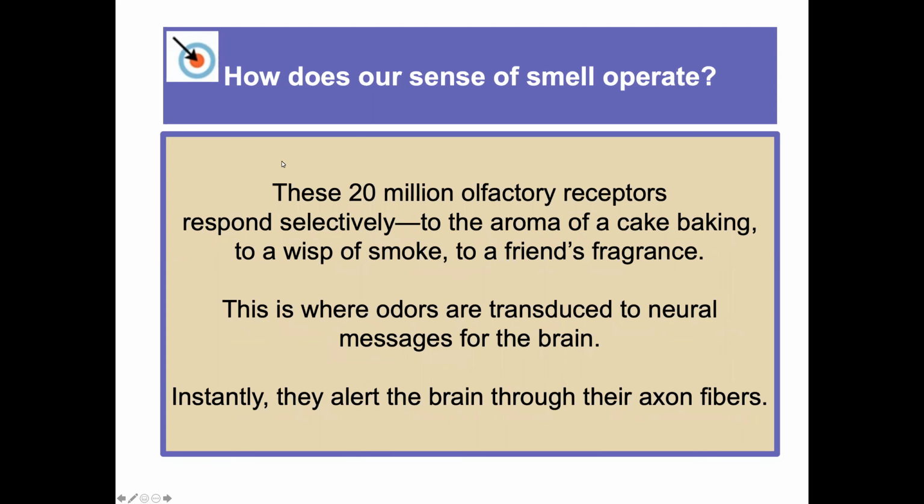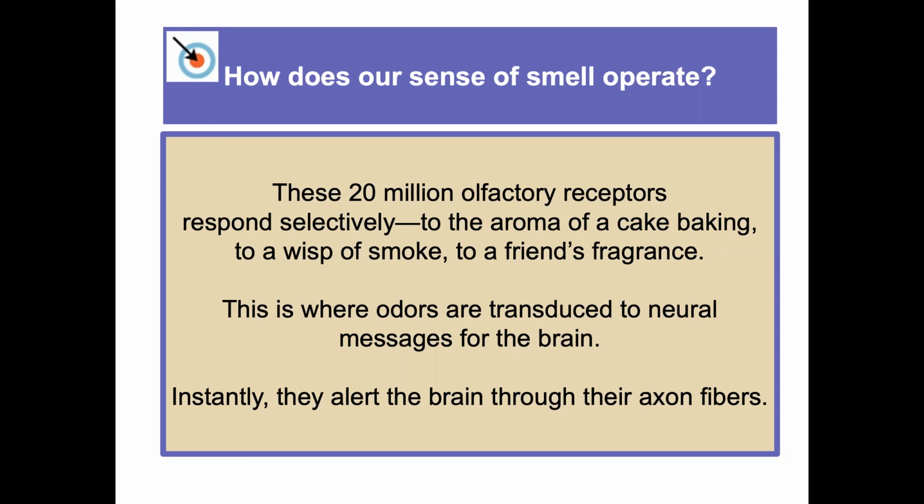How does our sense of smell operate? These 20 million olfactory receptors respond selectively to the aroma of a cake baking, to the wisp of smoke, or to a friend's fragrance. Olfactory is a good word to know: your sense of smell. This is where odors are transduced. Again, all these things are coming into your brain, into your sensory system, and through the process of transduction being changed into neural messages for the brain. Instantly, they alert the brain through their axon fibers.